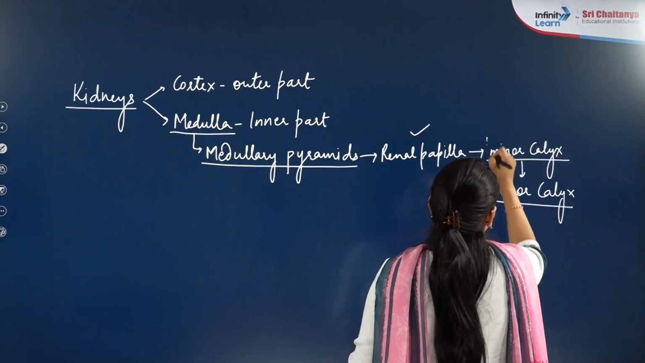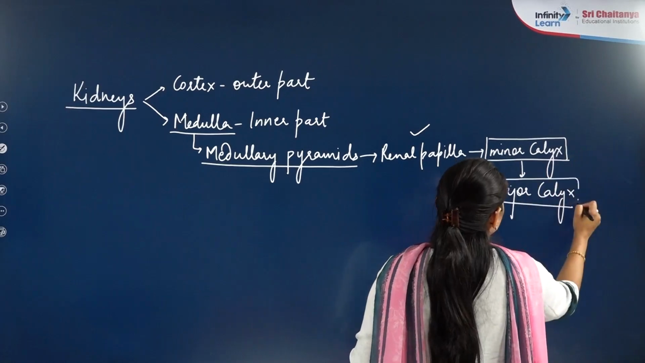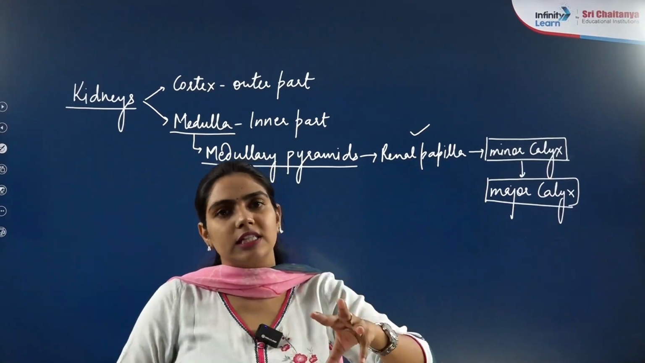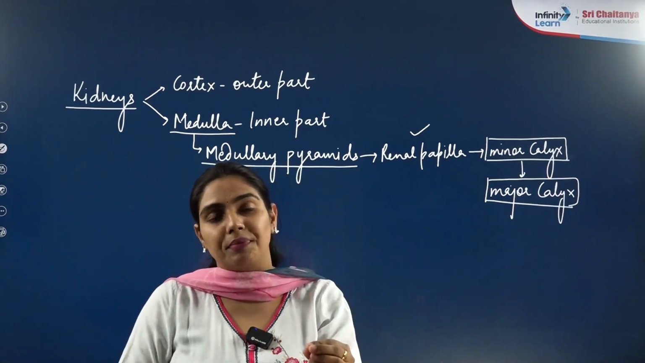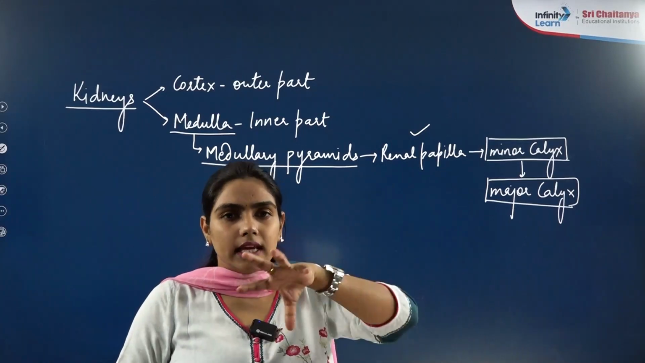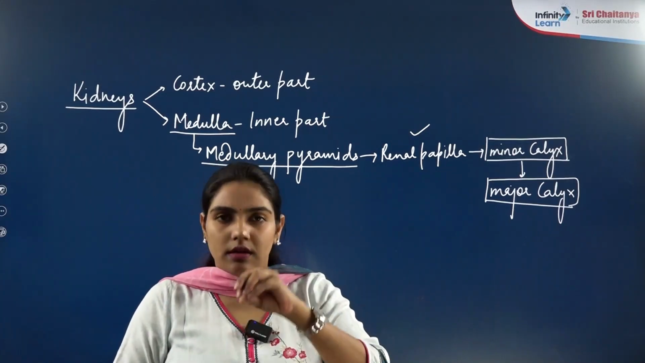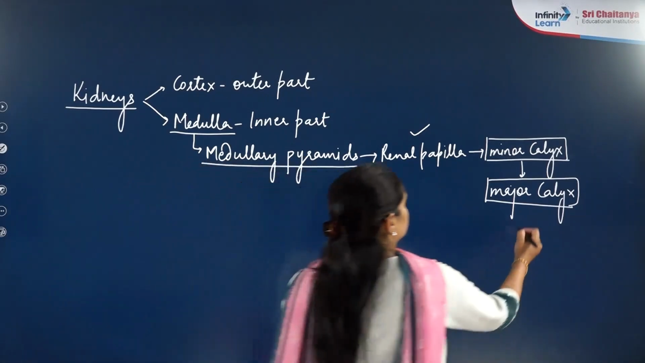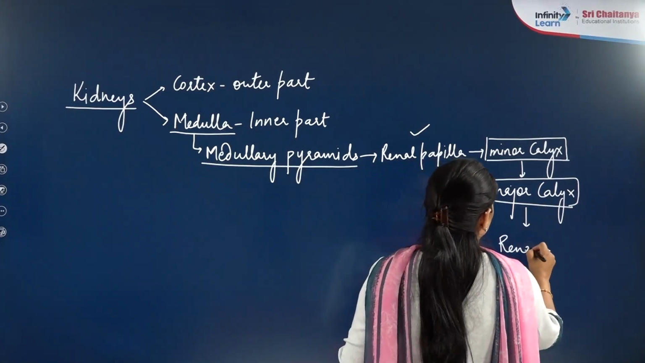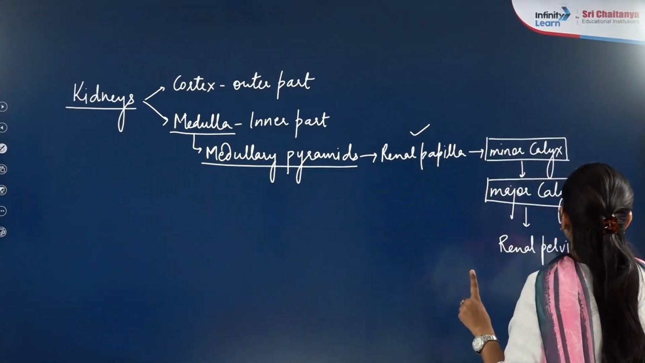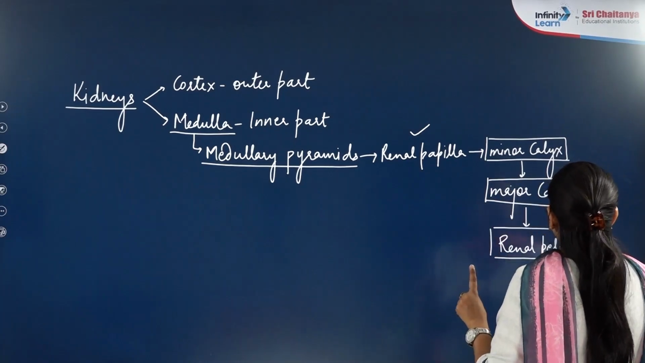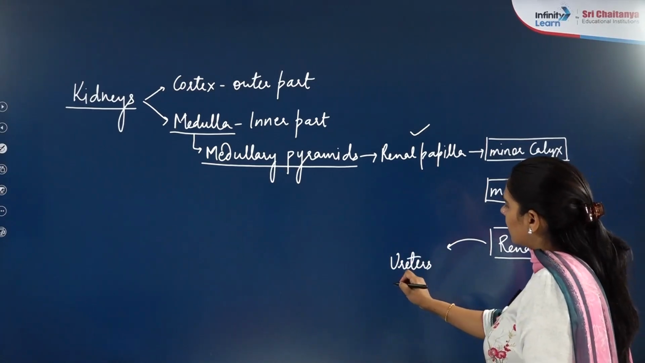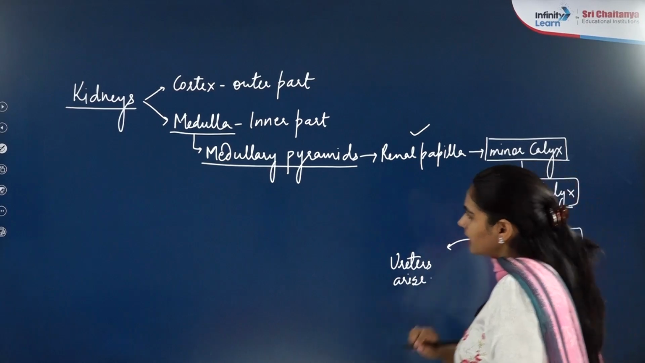That is what is not mentioned in NCERT, minor and major. It is simply telling you calyx. But there are two types of spaces. The first space in which the renal papilla will open is minor calyx. Then 2-3 minor calyces will open into one major calyx. And then 2-3 major calyces will open into one renal pelvis. In one kidney, there is one renal pelvis. You can see this renal pelvis. From the renal pelvis only, the ureters are arising. Ureters arise, right?